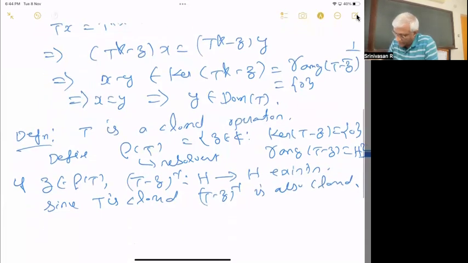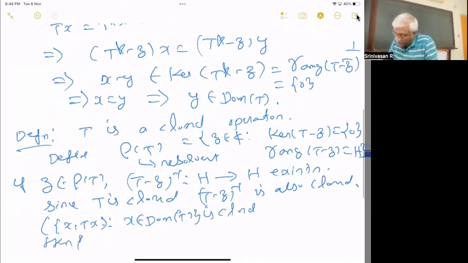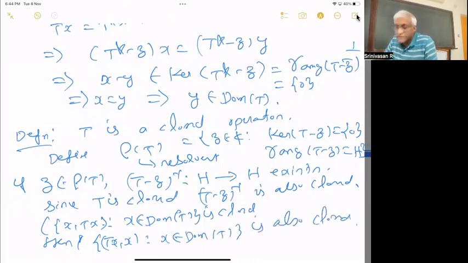This is because the graph of T is closed, with x in the domain of T, then the graph of the inverse is Tx, x, where again x in the domain of T, is also closed, of course. You are just flipping, and that's a continuous one-to-one function, and it's an inverse image of a closed set. So this is also closed.